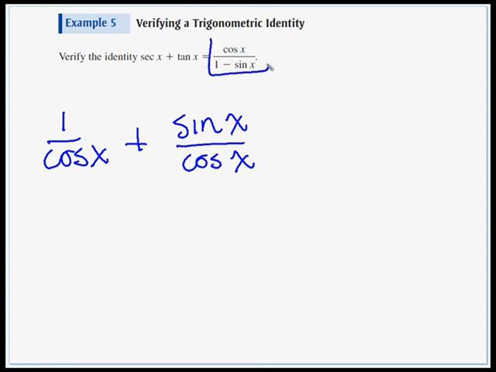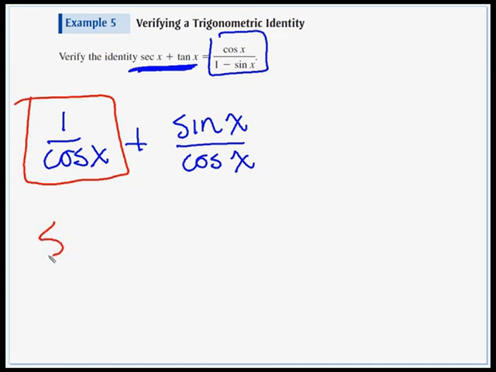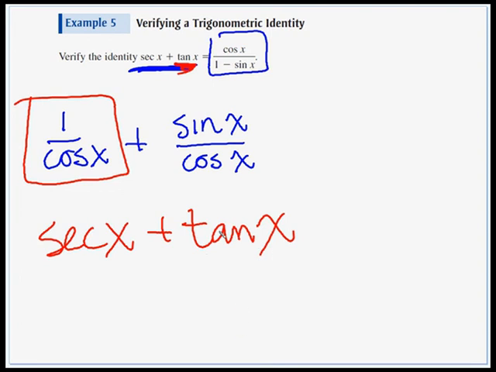We're working on the right side. What do we want in our final side? Okay, secant plus tangent. Is either of these the same thing as secant? Yeah, cosine and secant are reciprocals. So 1 over cos is secant x, plus sine over cosine is tan x. There we go. We turn the right side into the left side. We've verified the identity.